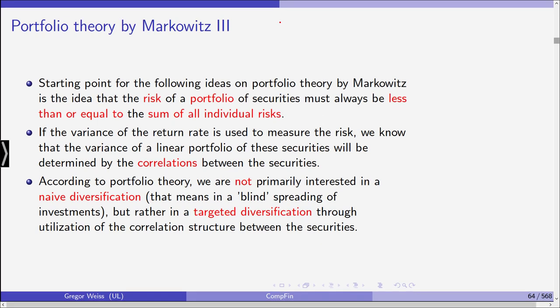Now, the starting point for the following ideas on portfolio theory is that the risk of a portfolio of securities must always be less than or equal to the sum of all individual risks. Why is that? The sum of all the individual risks should be an upper bound for overall portfolio risk. Well, if you have two investors, the first one buys stock A, the second one buys stock B, we would assume that both have level A and level B amount of risk. And if we simply add it up, then that should be the highest upper bound for portfolio risk.